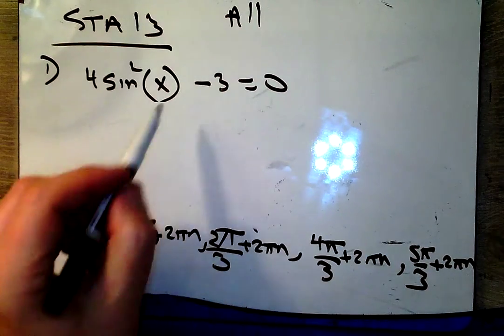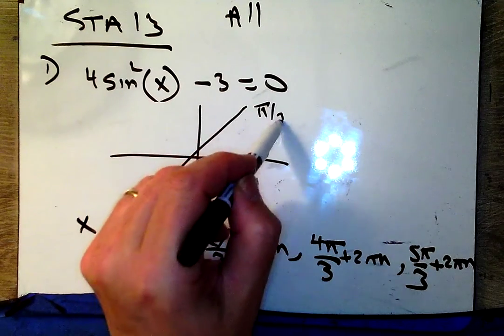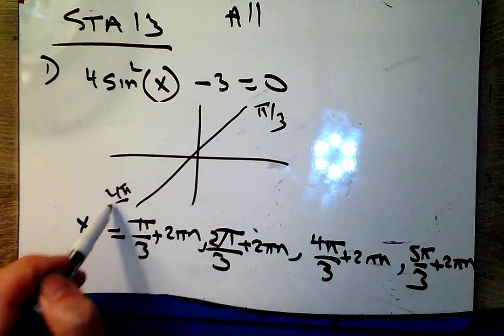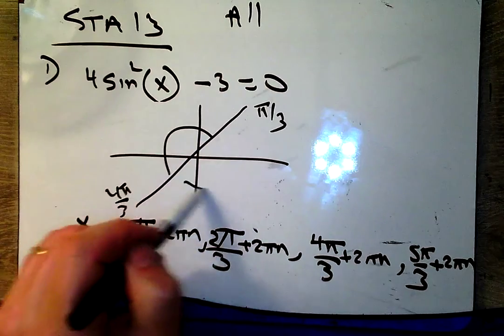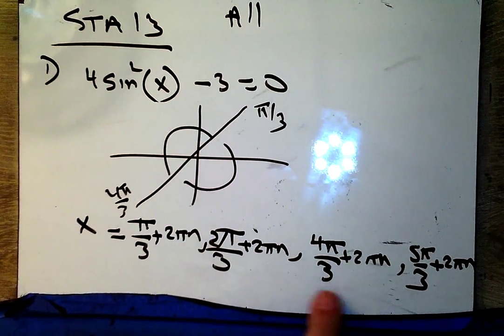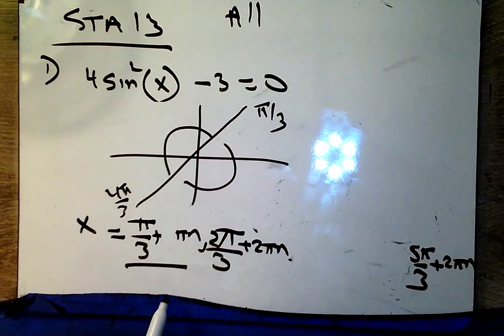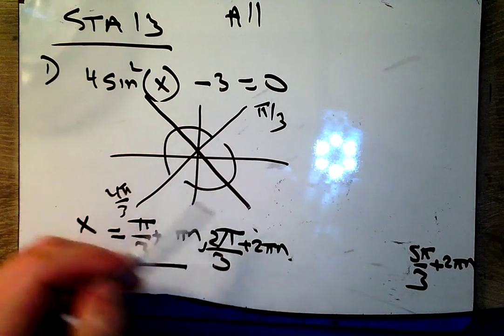Yeah, so let's think about this. Here's pi over 3. Here's 4 pi over 3. These are only pi apart. And because they're only pi apart, instead of having this and this, I could just write that. Likewise, we have the same thing happening here.